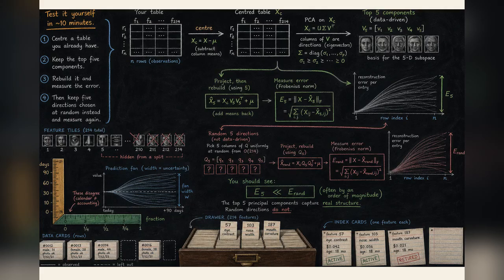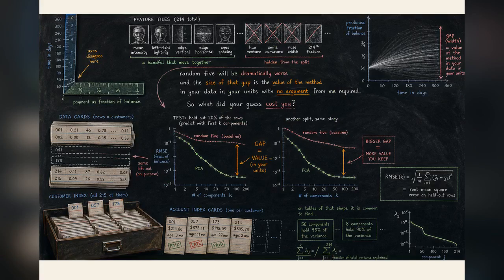Test it yourself in about 10 minutes. Center a table you already have, keep the top 5 components, then rebuild it and measure the error. Then keep 5 directions chosen at random instead, and measure again. The random 5 will be dramatically worse, and the size of that gap is the value of the method, in your data, in your units, with no argument from me required. So what did your guess cost you?